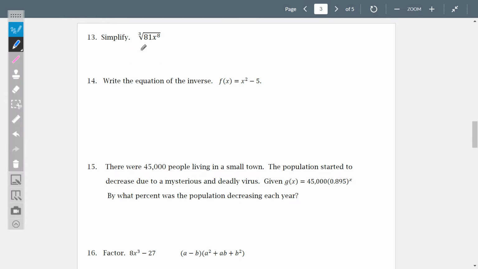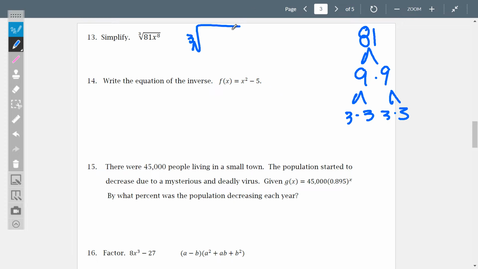All right, simplify cubed root of 81x to the 8th. So we're doing a cubed root, which means we need to have 3 of the same factor in order to factor something out. So let's see what 81 factors into. That is 9 times 9. And each of these 9s is 3 times 3. Okay, so this is the cubed root of 3 times 3 times 3 times 3. And x to the 8th, that's 8 x's. 1, 2, 3, 4, 5, 6, 7, 8.